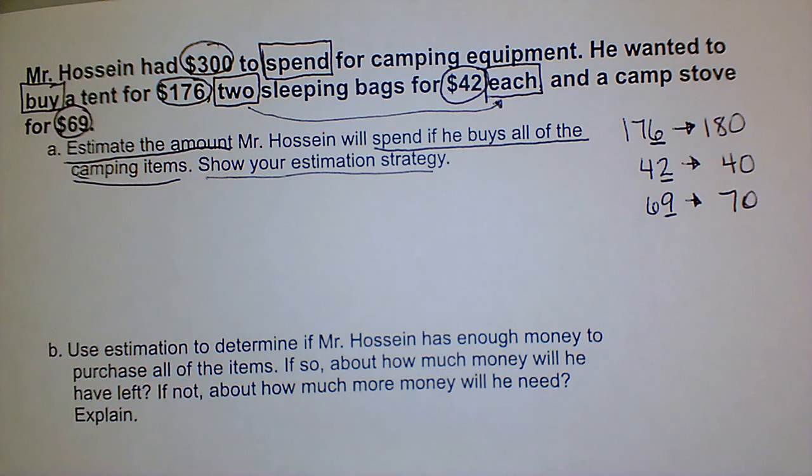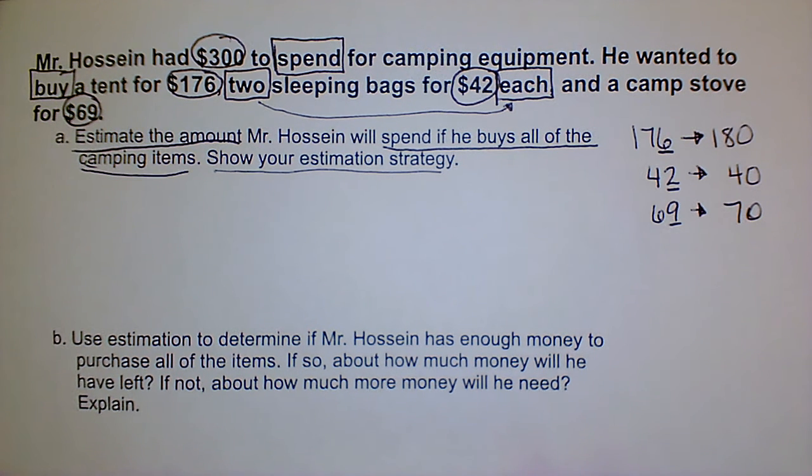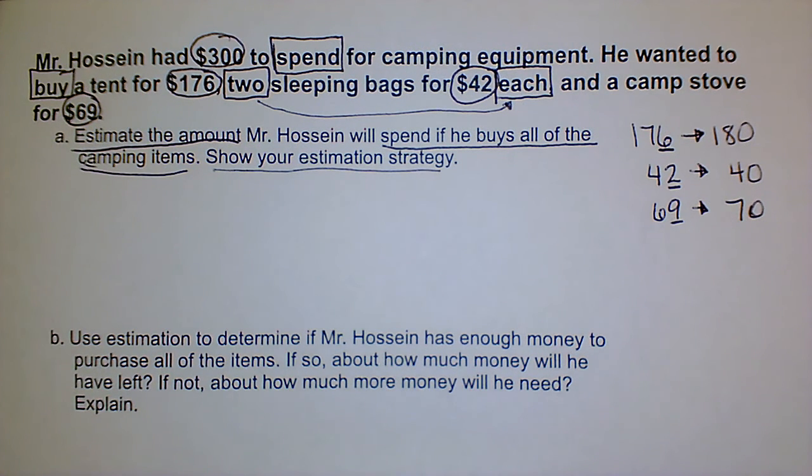So now that we have rounded these numbers, what are we going to do with them? Not yet. Because that's not what he's buying, right? That's how much he has to spend. So that's why we didn't touch the $300. Does everybody understand that? Good question. So what do we do with 180, 40, and 70?